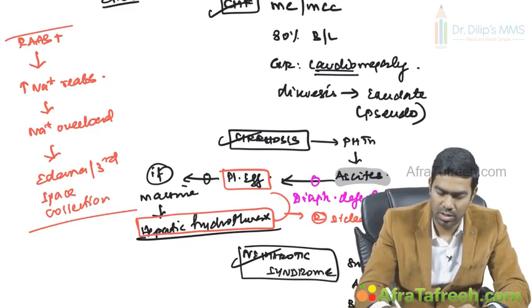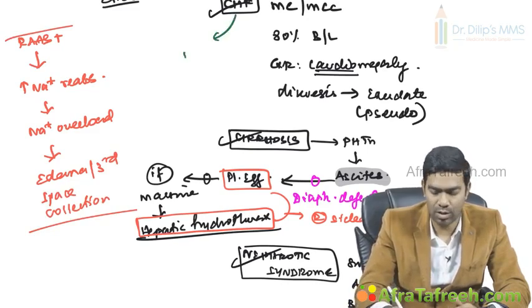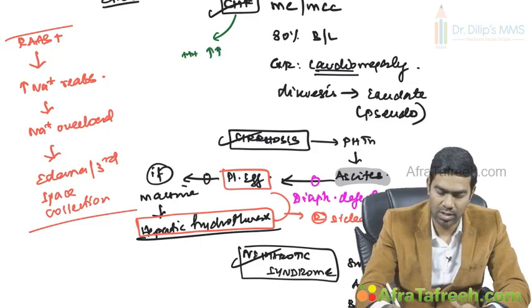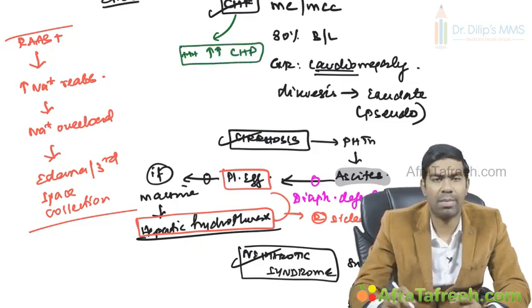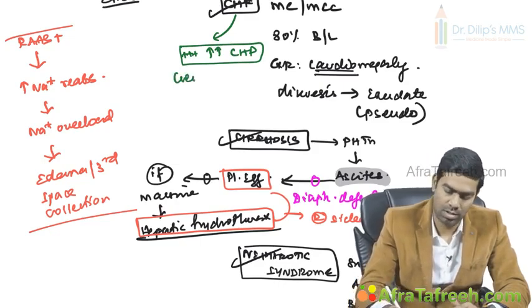Apart from that, the CHF directly causes elevated capillary hydrostatic pressure because of the back leak and venous congestion. So this is one reason, venous congestion.